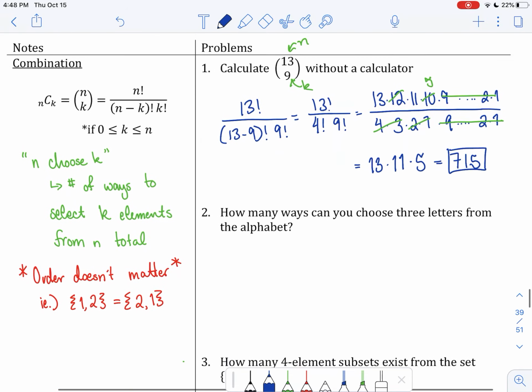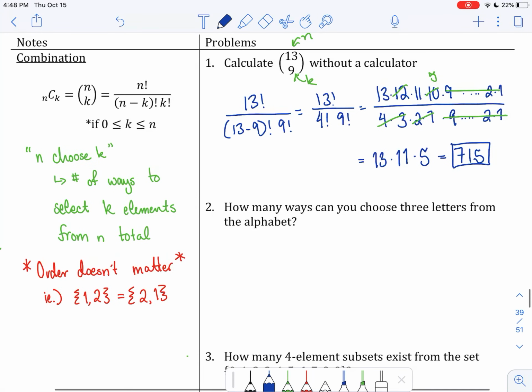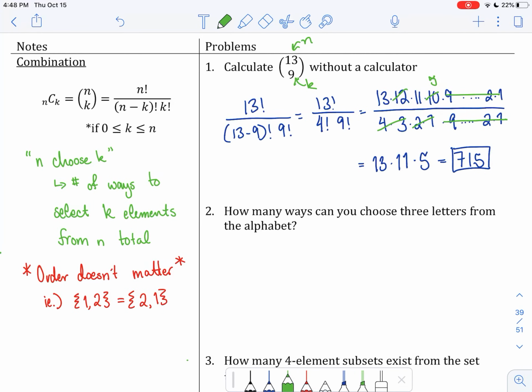Well, if we look here at number 2, it says, how many ways can you choose 3 letters from the alphabet? So here we have choose, so we know we're going to use combinations. And we're choosing 3 out of the alphabet, which tells us that our n is equal to 26, because there are 26 letters in our alphabet. So 26 choose 3, which is 26 factorial over 26 minus 3, so 23 factorial, times 3 factorial.